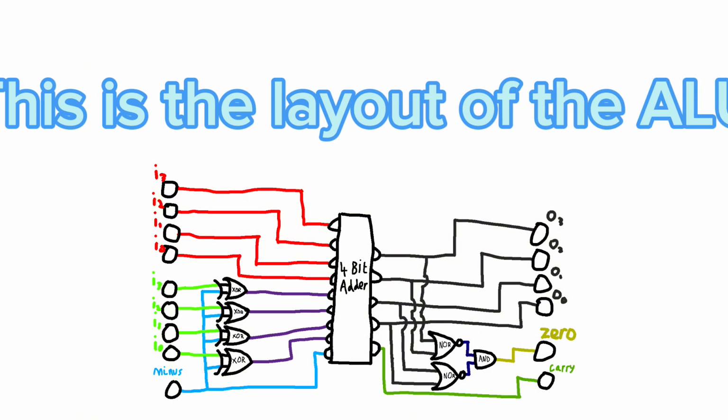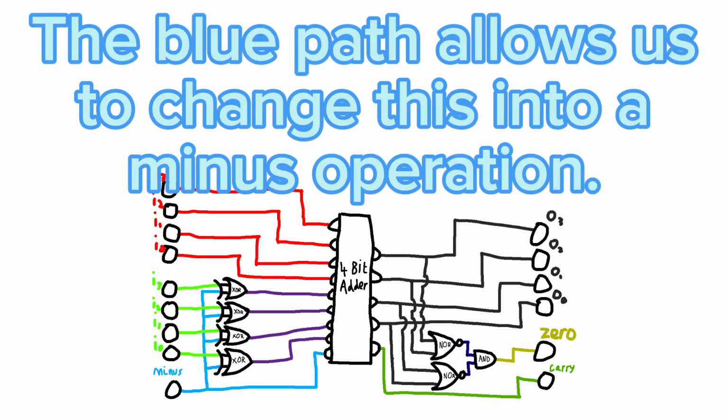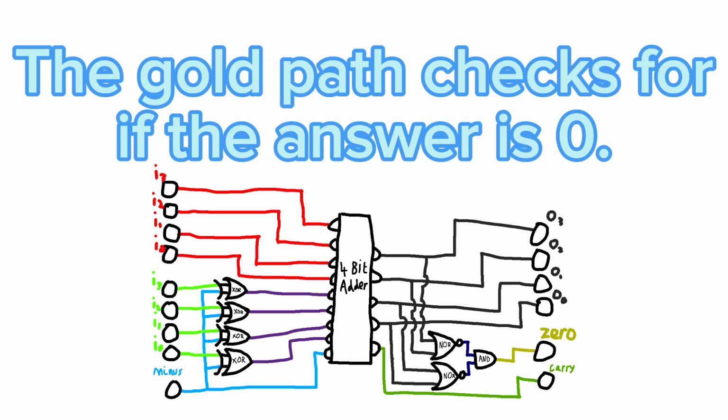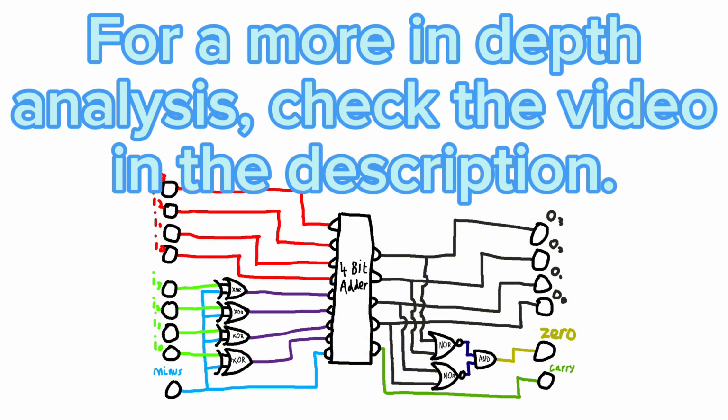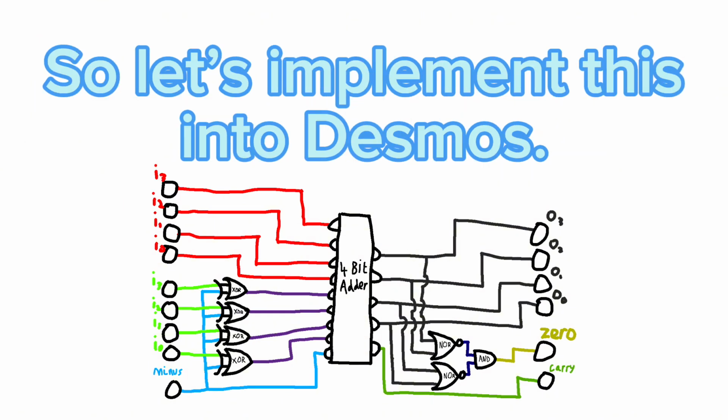This is the layout of the ALU. The blue path allows us to change this into a minus operation. The gold path checks for if the answer is 0. The dark green is the carry flag. For a more in-depth analysis, check the video in the description. So let's implement this into Desmos.